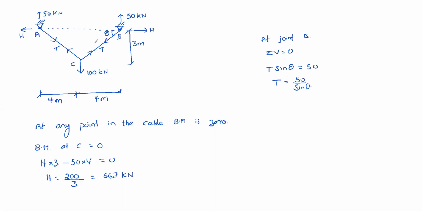In this triangle, actually, theta means this is 4 meters, opposite is 3 meters. Obviously, the hypotenuse will be 5 meters, sin theta will be 3 by 5. So from this triangle, sin theta equal to 3 by 5. Substituting here, 50 into 5 by 3, 250 by 3. How much?